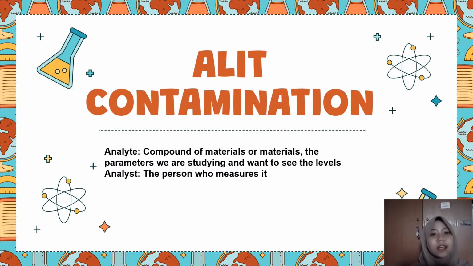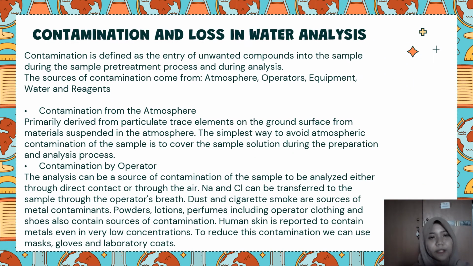And then the second is analyte contamination. Analyte is the compound or material, the parameter we are studying and want to see the levels of, and analyst is the person who measures it. Okay, contamination and loss in water analysis. Contamination is defined as the entry of unwanted compounds into the sample during the sample pretreatment process and during analysis.